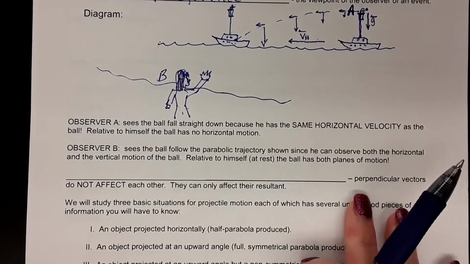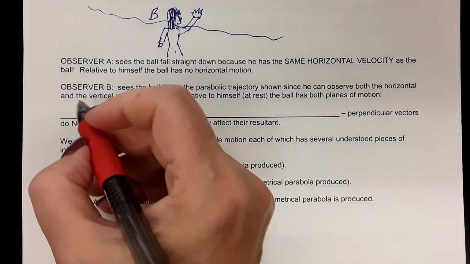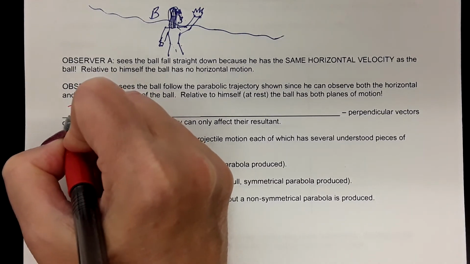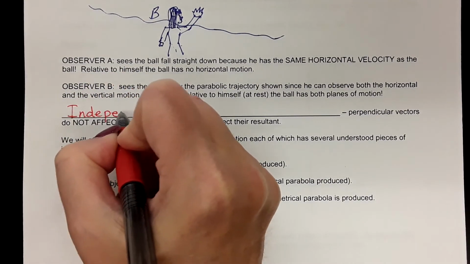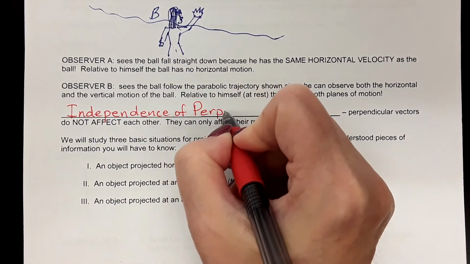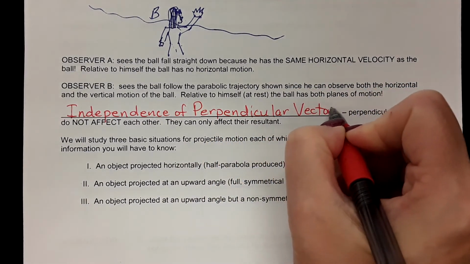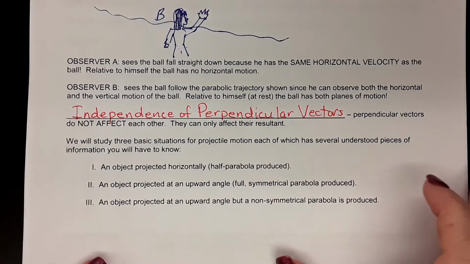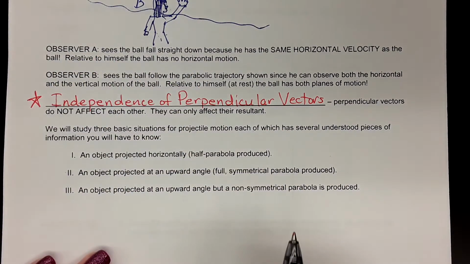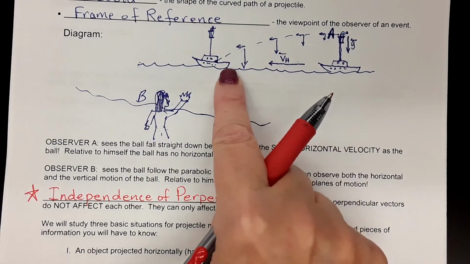Now, let's talk about another extremely important topic, and I'm going to do it in red because it's that important. And this is the idea of the independence of perpendicular vectors. This principle basically says that perpendicular vectors do not affect each other in this motion, okay?